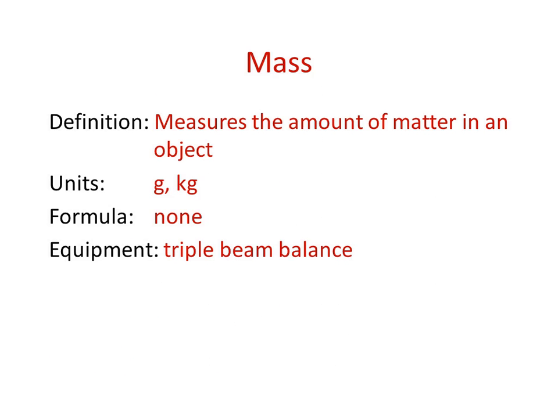Our next row is mass. Definition of mass, just to review that, is that it measures the amount of matter contained in an object, so how much stuff makes it up. The main units we'll use in the class are grams and kilograms. So grams are going to measure smaller objects, kilograms would measure larger objects.